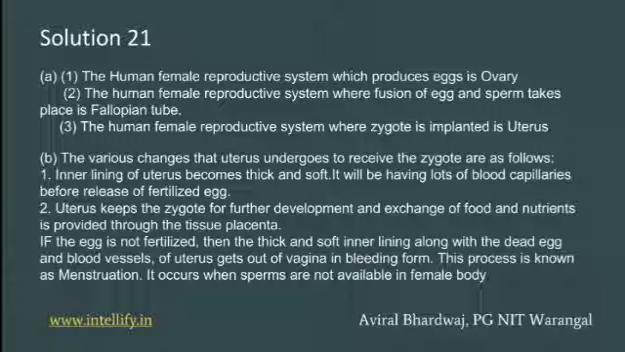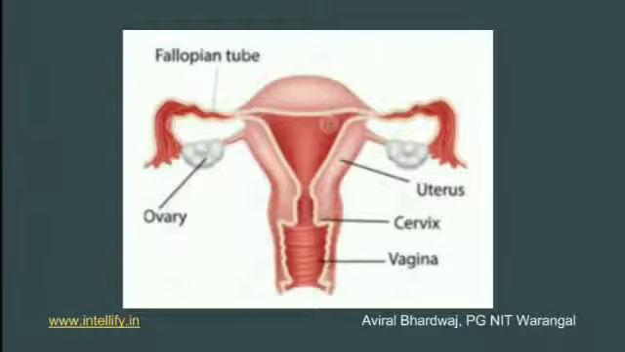at the tissue placenta. If by chance the egg is not fertilized, then the thick and soft inner layer, along with the dead egg and blood vessels of the uterus, comes out of the vagina as blood. This is called menstruation. This is a common problem of females.